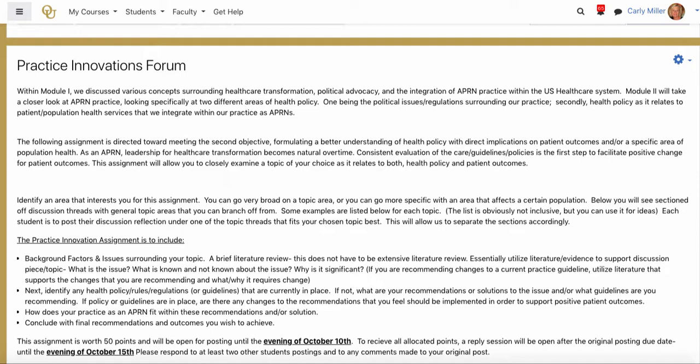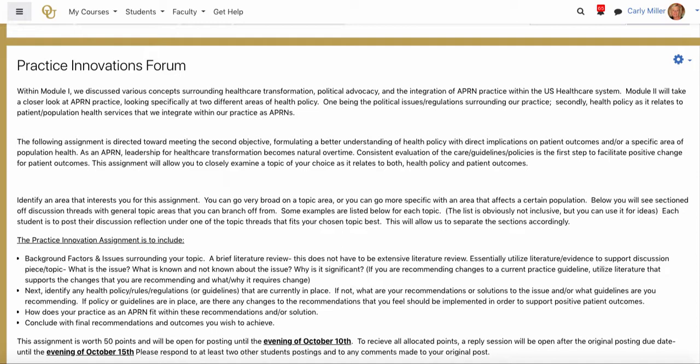So I want you to identify a topic of your choice as it relates to both health policy and patient outcomes. And this can be very, very broad, from a broad perspective at the systems level or state, federal level, or it could be something very specific, at the unit level or a specific patient population level. I let you choose the topic of your choice because honestly, it's what keeps it interesting and everybody contributing. You learn from each other doing activities like this.